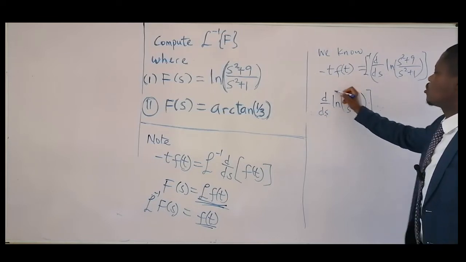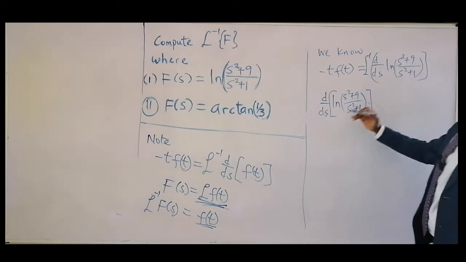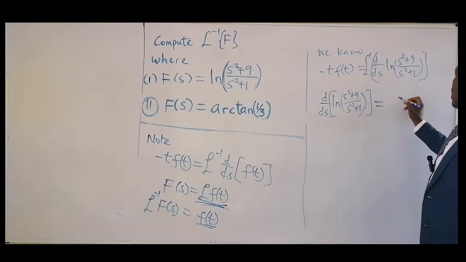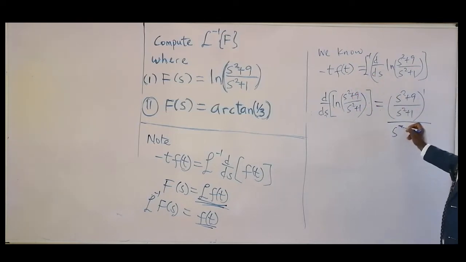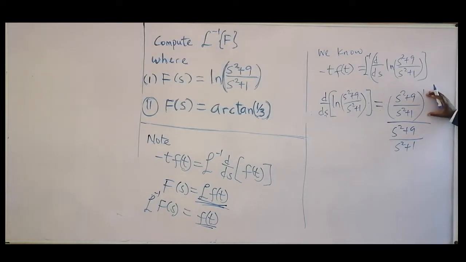So you must be good in your differentiation. We said in the first video that when you differentiate ln, it's very simple. It's going to be the derivative of the function over the function itself, so the derivative of (s squared plus 9) over (s squared plus 1), over the function itself. So just apply that principle. Let's get the derivative of the function itself.